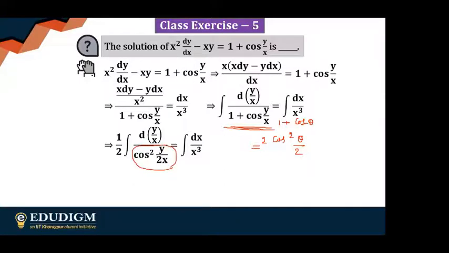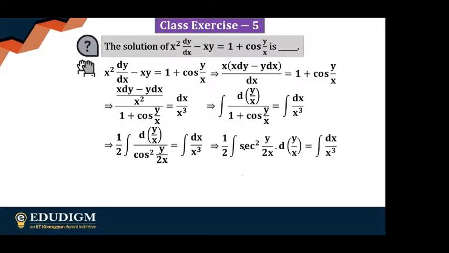So this is cos square y by 2x along with there's this 2. All right. So the next thing is very simple. This is sec square y by 2x along with d of y by x.